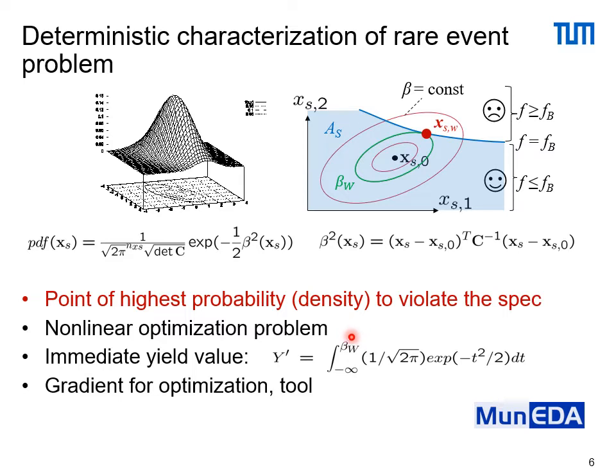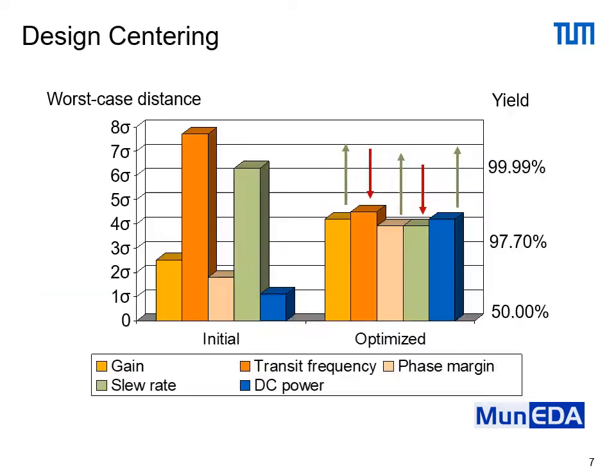Is it a 1, 2, 3, 4, 5 sigma design? You also get a gradient for the optimization, and all this is implemented in the tool, which is sold by the company Munich. How do you see examples here? So here we have an example. It's an op-amp. We have 5 performance features.